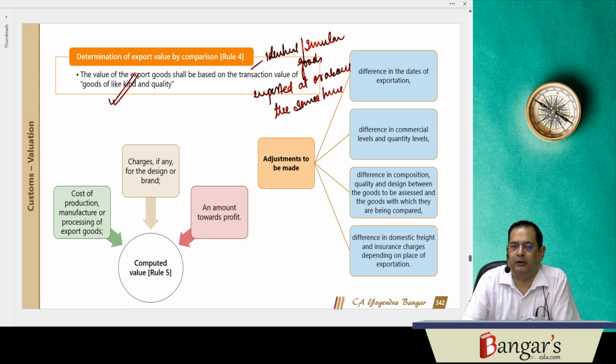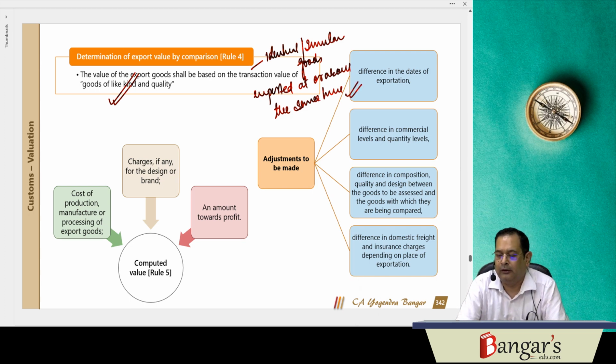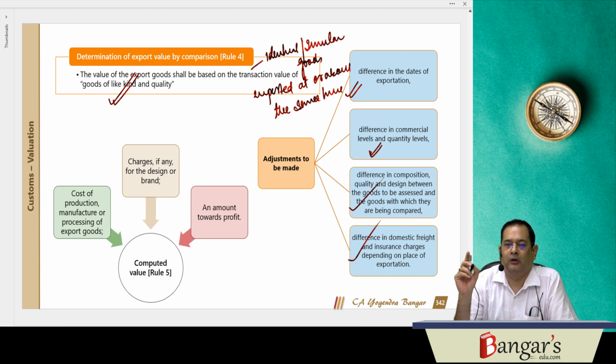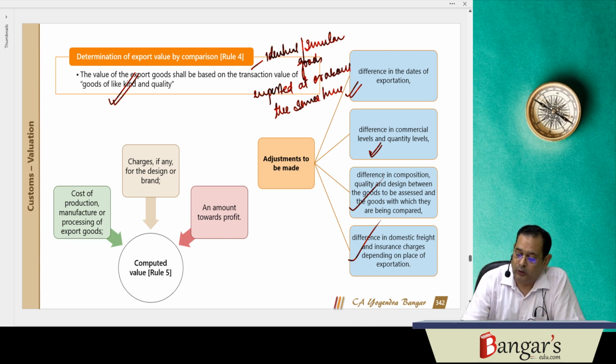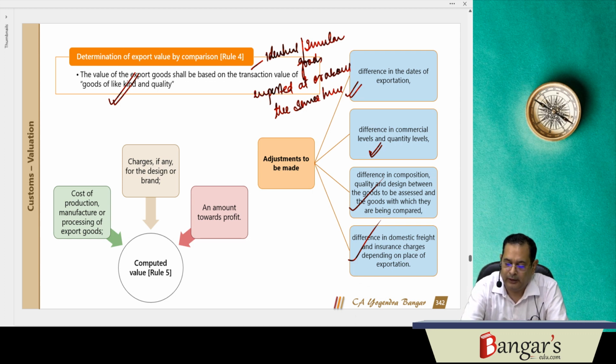When the declaration for value is presented, there can be differences in the dates of exportation, differences in commercial level and quantity level, differences in composition, quality, design between the goods to be assessed and the goods to which they are compared, and differences in domestic freight and insurance charges depending upon the place of exportation. So adjustments will be required for these differences. So this is basically determination of value by comparison.